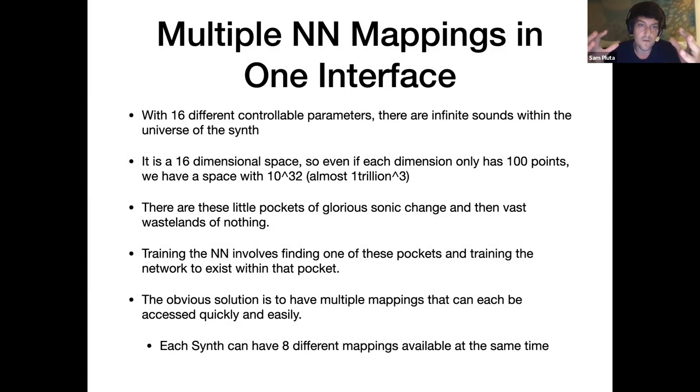So in order to map that area, a neural net's a great way to do it, because I can't personally visualize that kind of space at all. Within each of these synths, because they're so chaotic, there are these glorious little sonic places, and the network is training to find these beautiful little sonic gems that I love. The obvious solution then is to find multiple mappings that I really like, and then to be able to quickly and easily access those mappings, which I showed you a second ago.